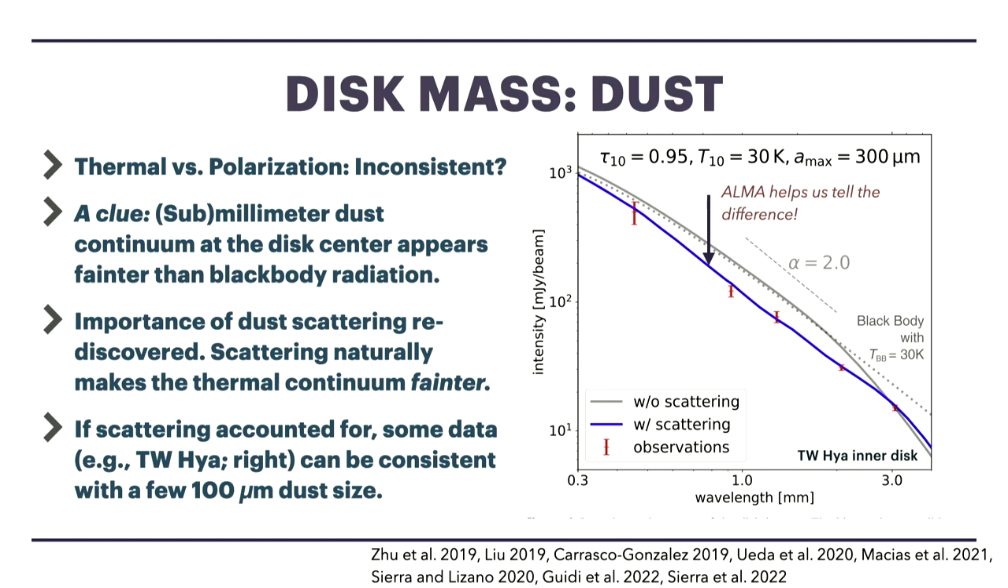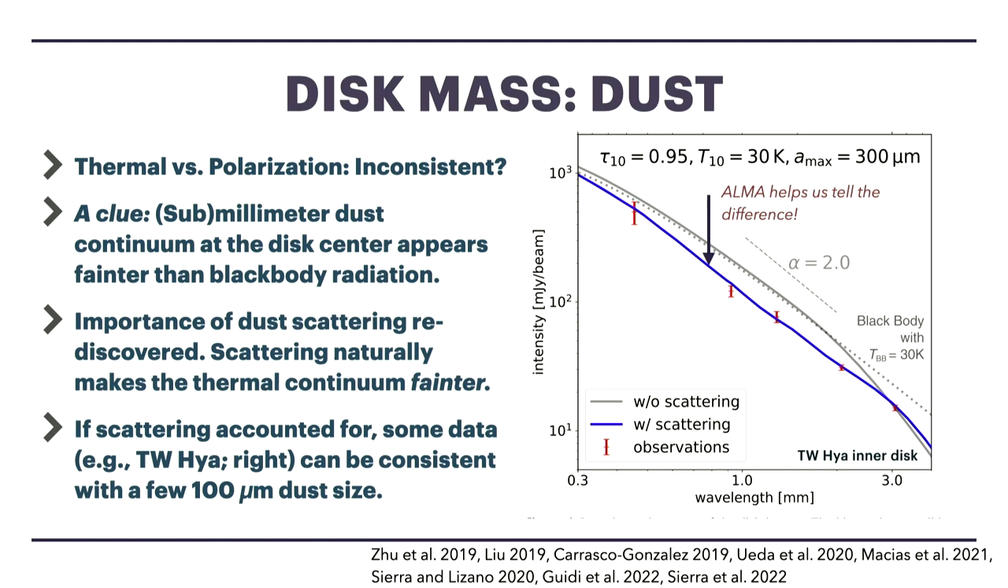So this is the TW Hydra inner disk. Given the beautiful high sensitivity data, you can start to see that this inner disk is not actually consistent with the black body, and it's slightly depressed down here below the black body curve. And so that's telling you something. That's telling you the disk is fainter than it should otherwise appear if it were black body radiation, and that is actually pointing to the role of dust scattering.